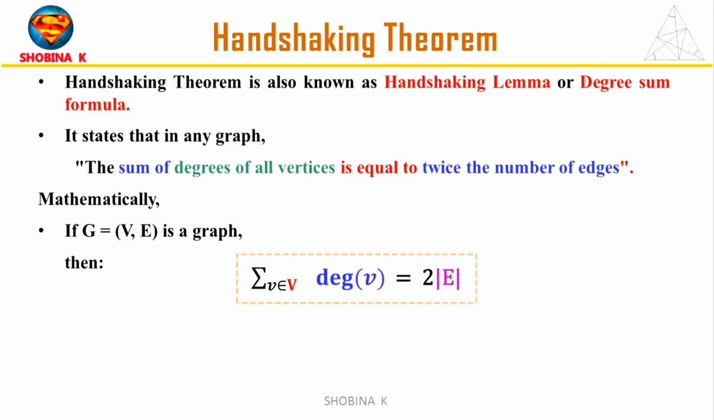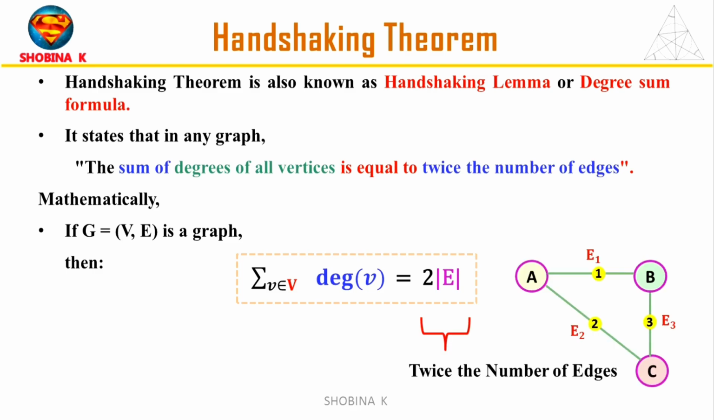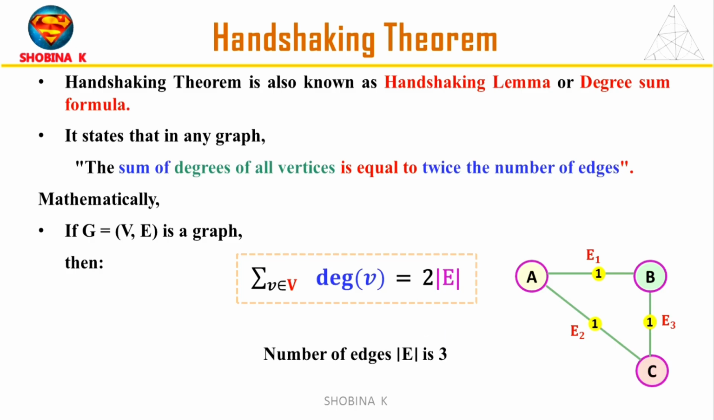The equal sign indicates that the two sides of the equation are exactly equal. Now coming to the right side of the equation, we have 2E, which represents twice the number of edges in the graph. Here E denotes the number of edges in the graph. Now count the number of edges in the graph. It has 3 edges, which are the edge between A and B, the edge between B and C, and the edge between A and C. So the number of edges is 3.